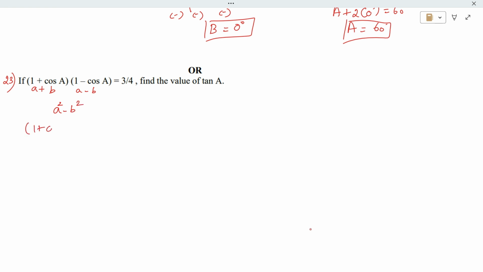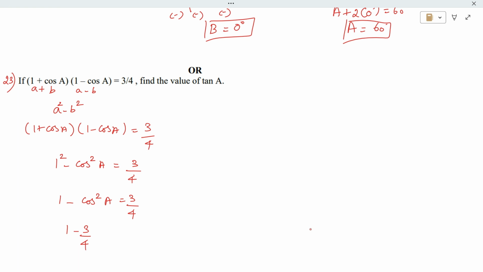So (1 plus cos A) into (1 minus cos A) is equal to 3 by 4, which is nothing but 1 square minus cos square A as per the identity A square minus B square, which is 3 by 4. 1 square is 1, minus cos square A is equal to 3 by 4. So I'm taking cos square A to the other side and bringing 3 by 4 to the left hand side, because cos square A is negative, so I'm taking it to the right hand side to make it positive.